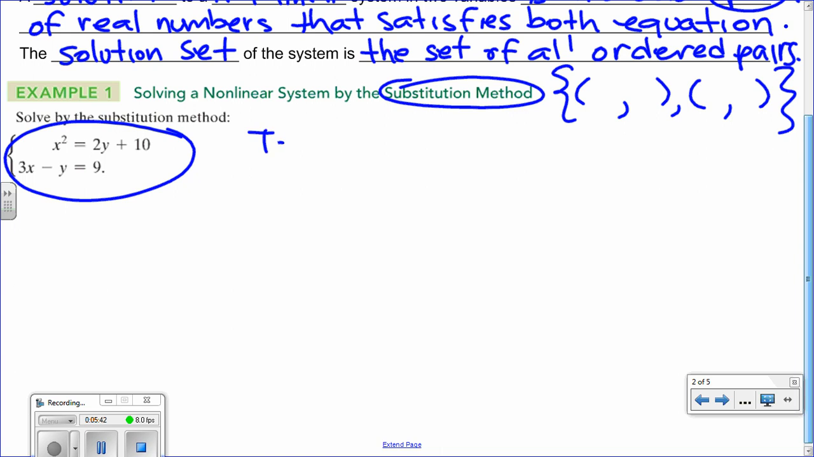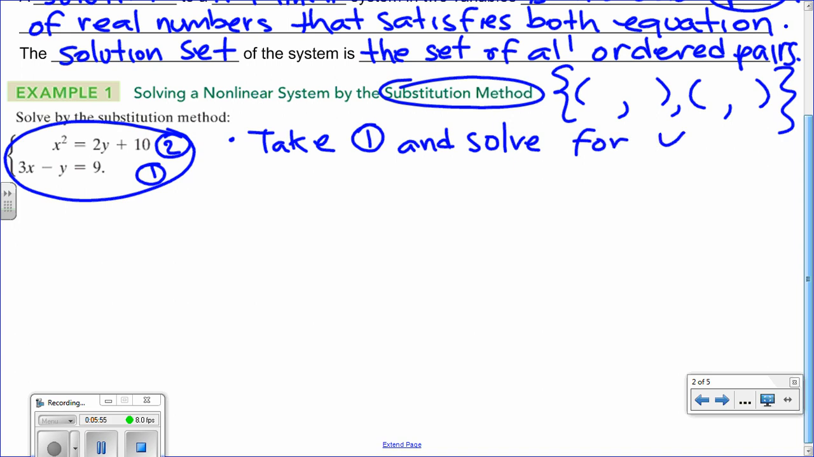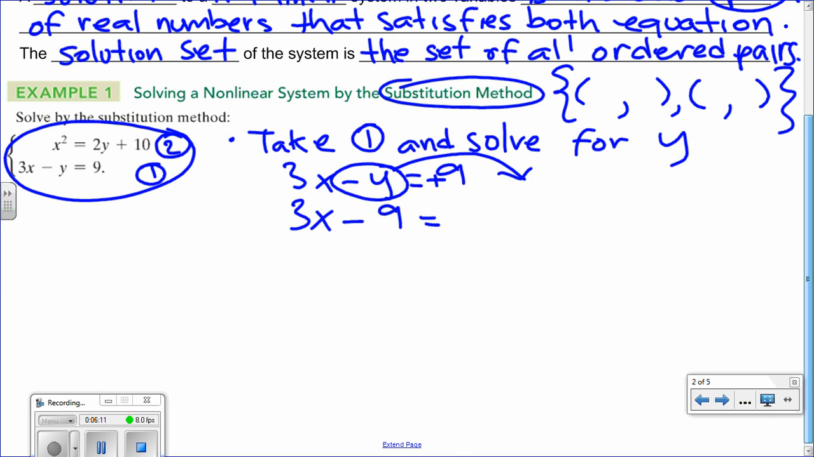Remember how I like to number my equations? I'm going to take equation 1 and solve for y. We have 3x minus y is equal to 9. I take the positive 9 across, so it changes from addition to subtraction: 3x minus 9 is equal to, and then the negative y moves across and becomes positive y. Now this is the expression that we're going to use to substitute.